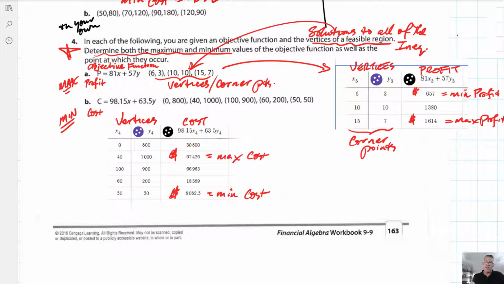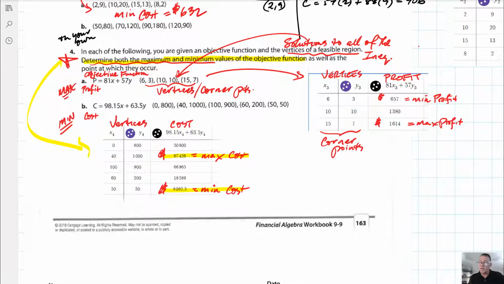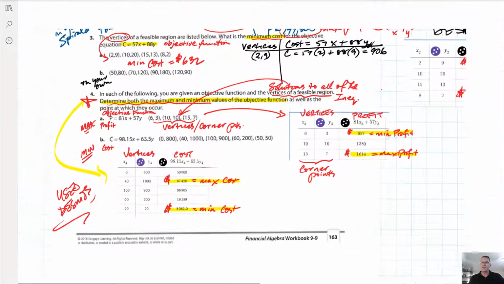Again, the directions say determine both the minimum and maximum values of the objective function, and that's exactly what I did. I found the minimum and the maximum on the cost. And over here on the right in part A, I found the minimum profit and then the maximum profit. There we go. You could do it by hand, or you can use Desmos. Here, I used Desmos, as you just saw. So learn how to use the technology properly, and it could be to your advantage.